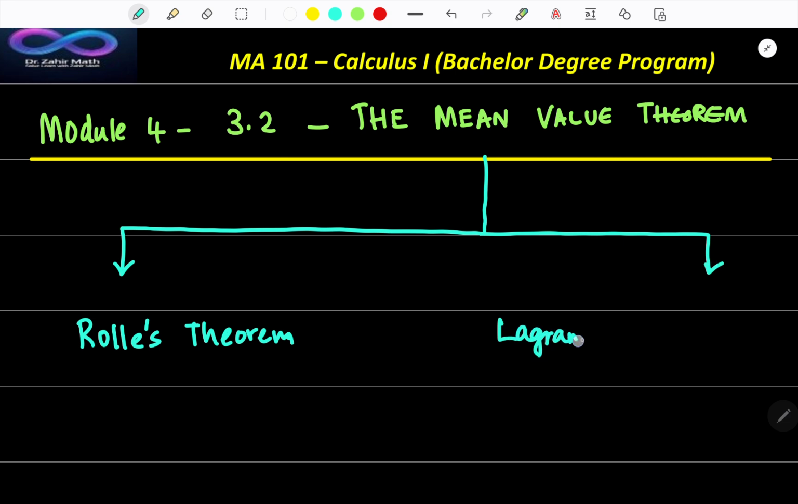Lagrange's mean value theorem. But simply, some teachers used to call it the mean value theorem. Is it okay? No problem. Some teachers call it the mean value theorem, some teachers call it Lagrange's mean value theorem. So two theorems I'm going to study. One is Rolle's theorem. Another one is the mean value theorem.